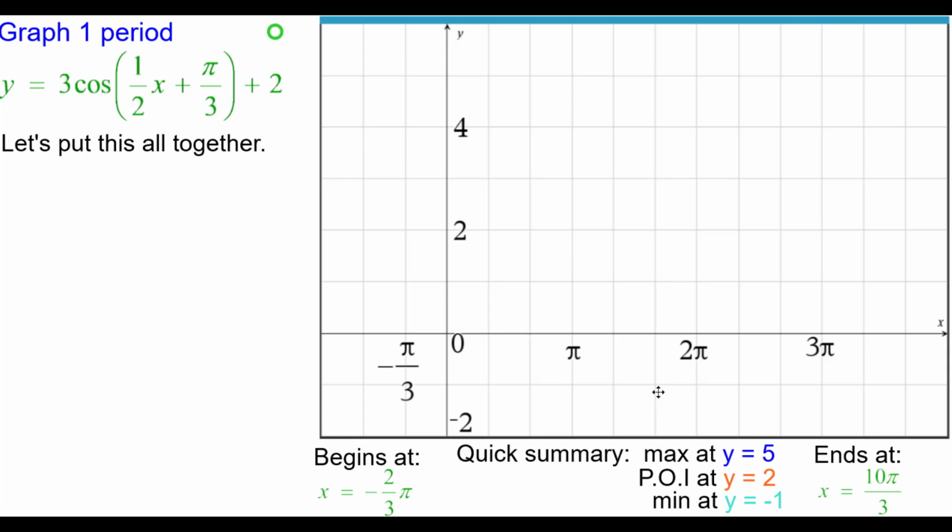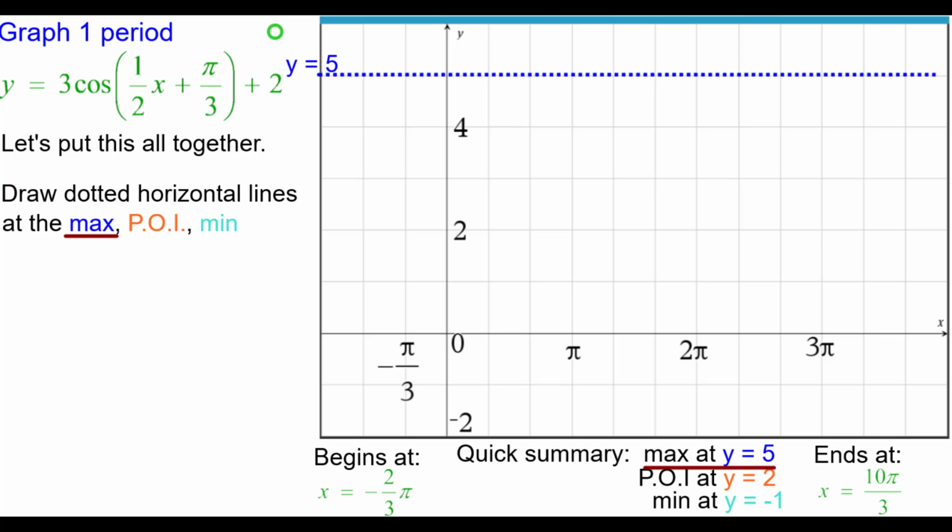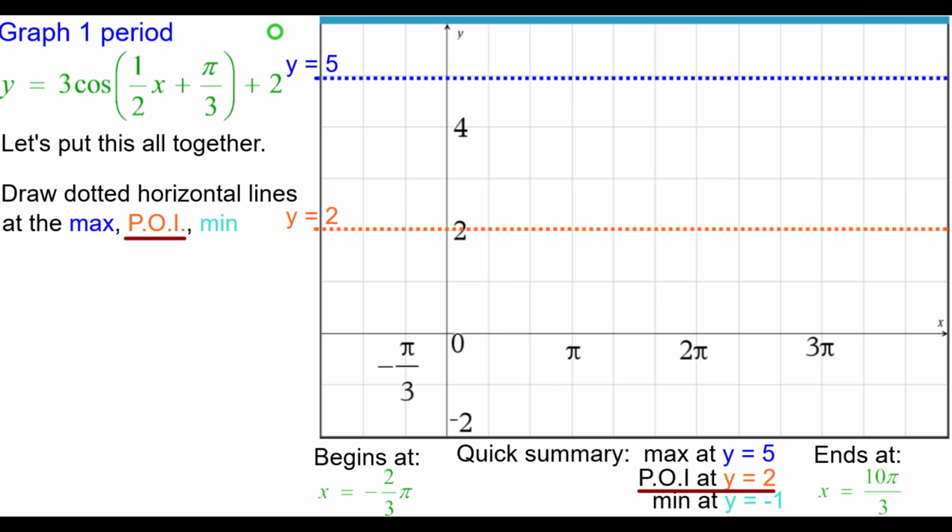So putting all of these clues together, I'm going to draw dotted horizontal lines at the maximum, the points of inflection, and the minimum, the points of interest. Y equals 5 I'm doing in blue to set it off. Points of inflection at y equals 2 in orange. And then at the minimum y equals -1. So I'll have the graph fit in between those dotted lines.